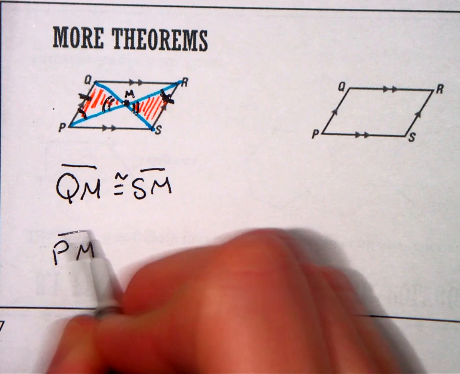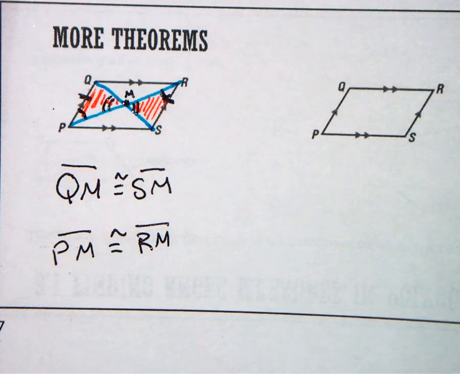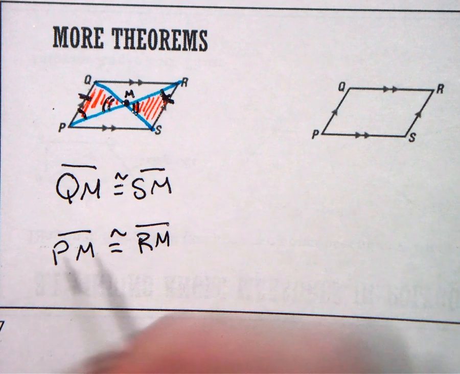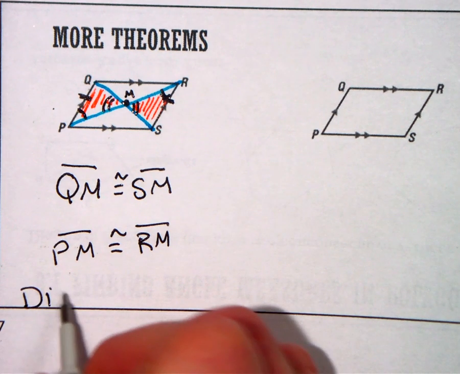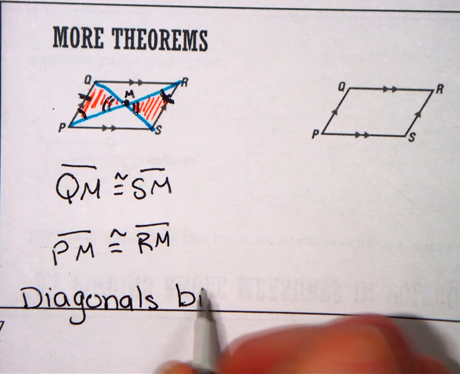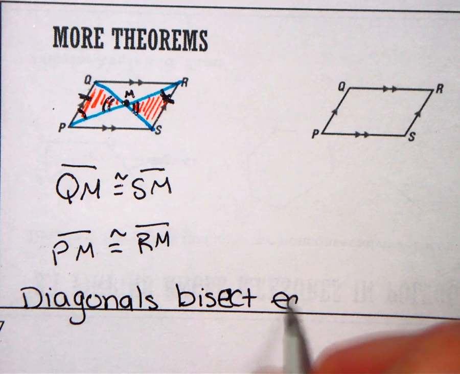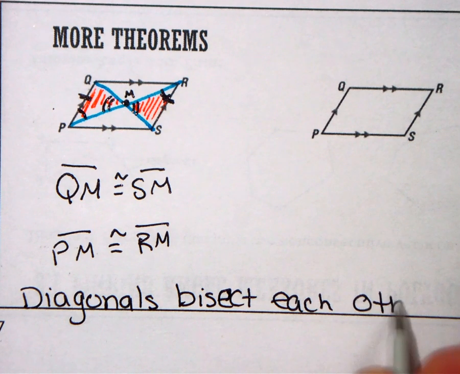PM is congruent to RM by CPCTC. But let's give a name to that property. If I just cut, remember what that word is? Cut something into two equal parts. What is that vocabulary word? Bisect. So what just happened is that these diagonals just bisected each other.